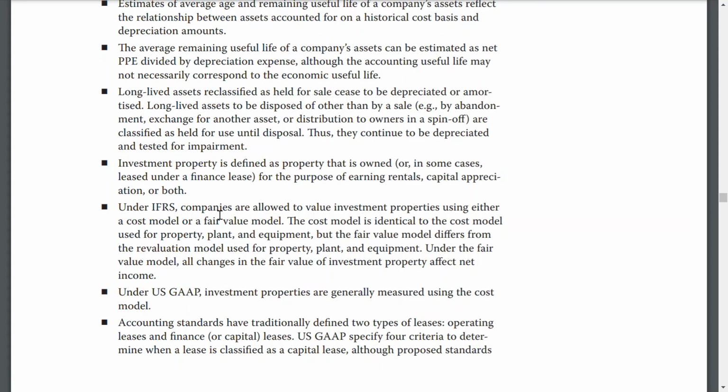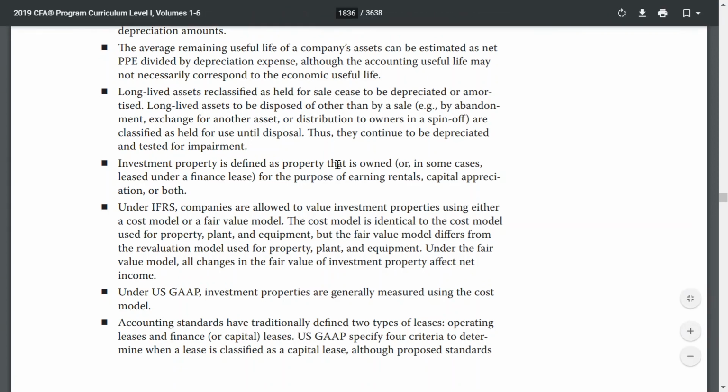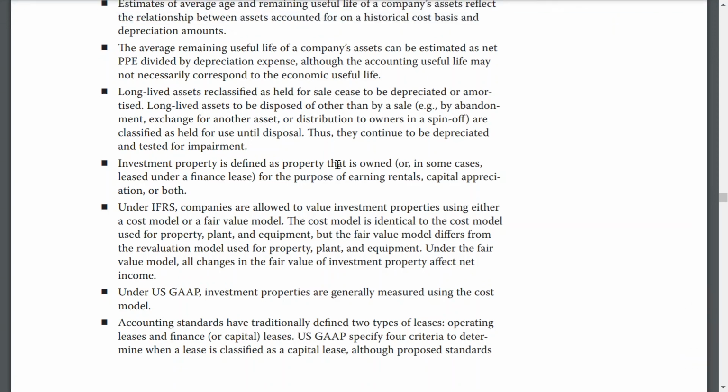although the accounting useful life may not necessarily correspond to the economic useful life. Long-lived assets reclassified as held for sale cease to be depreciated or amortized. Long-lived assets to be disposed of other than by sale, e.g. abandoned, exchanged for another asset, distributed to owners, or spun off, are classified as held for use until disposal. Thus, they continue to be depreciated and tested for impairment.